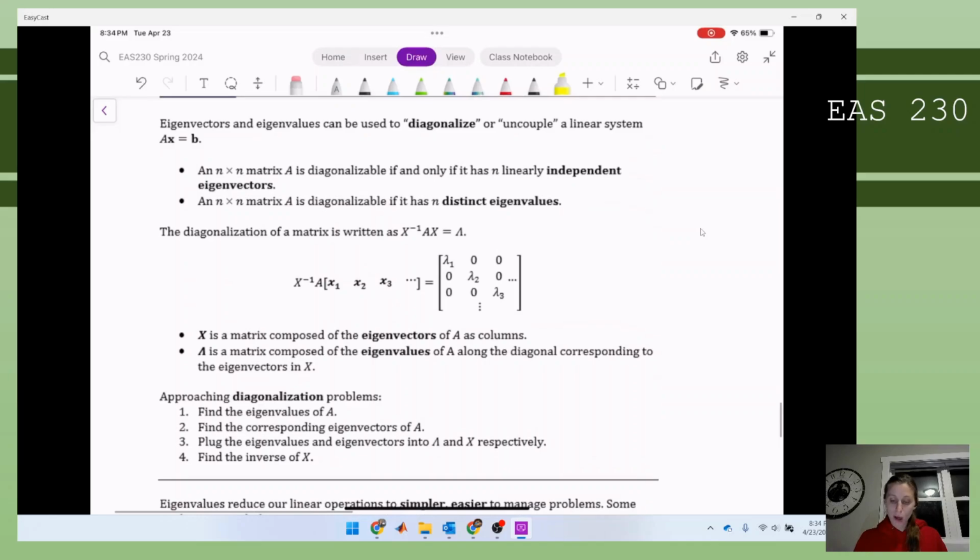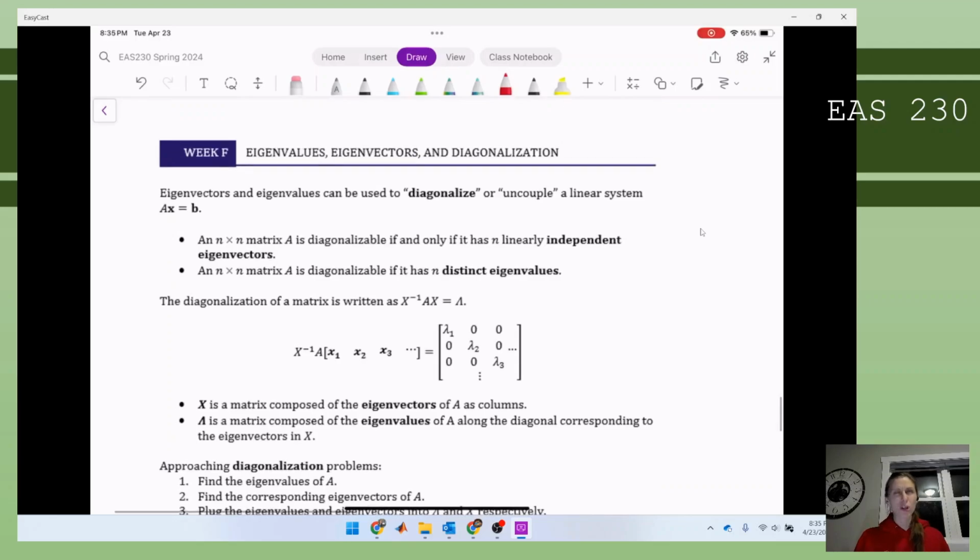Okay, the last thing to talk about is diagonalization. So eigenvectors and eigenvalues can be used to diagonalize or uncouple a linear system. Similar to how we had LU factorization, where we break A up into a product of two different matrices, it's similar ideas. When we're breaking A up, we are essentially trying to find a different way to find information about our system of equations.